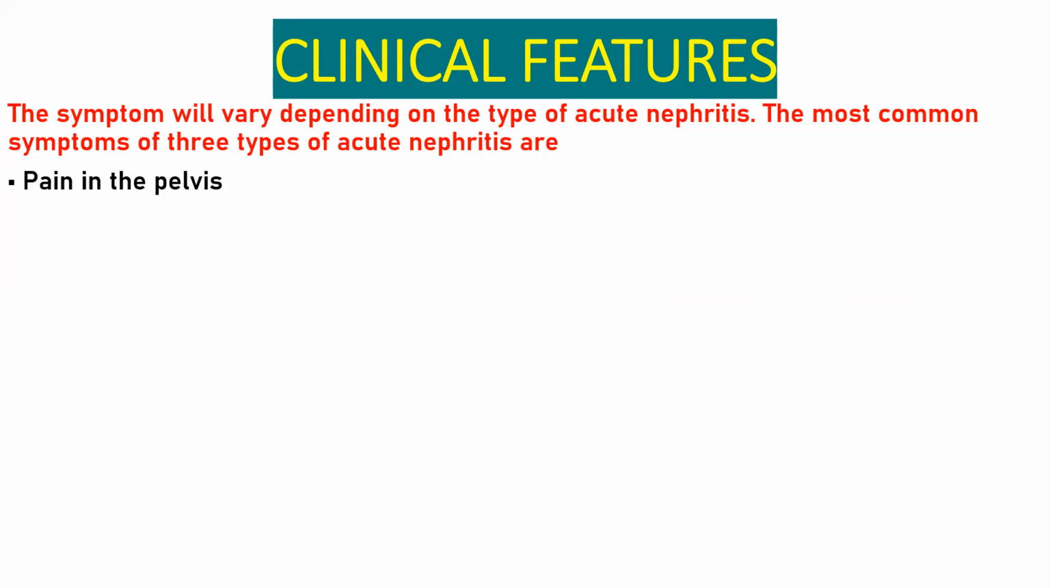So number 1 point is pain in the pelvis. This kind of symptom you will see if a person suffers from acute nephritic syndrome. Again, dysuria. What was dysuria? Srijana, what is dysuria? Burning sensation during urination. Yes, okay, very good. There will be pain in the pelvis, there will be dysuria. That means these are the common symptoms. You will find them in pyelonephritis, in interstitial nephritis, in glomerulonephritis, everywhere.